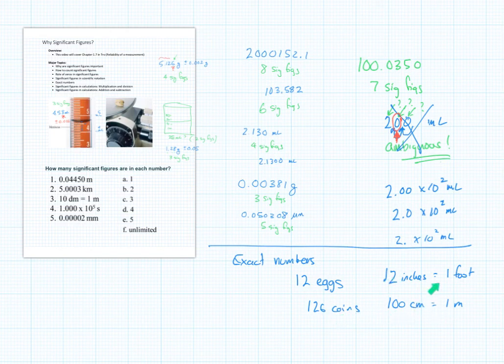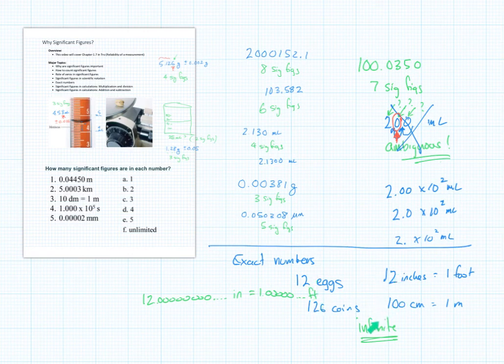How many sig figs does this have? Each one of these cases has an infinite number of significant figures. Because we could say 12.000000 all the way out to infinity inches is equal to 1.0000 all the way out to infinity feet. Okay, that's just the definition. So each one of these cases, we have an infinite number of significant figures.